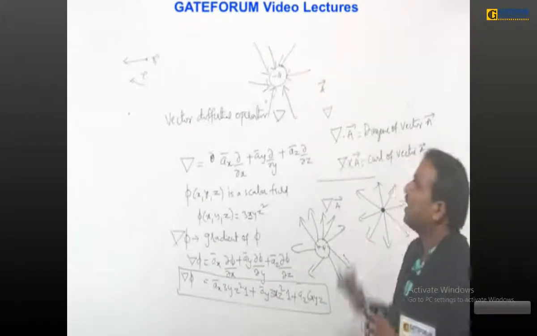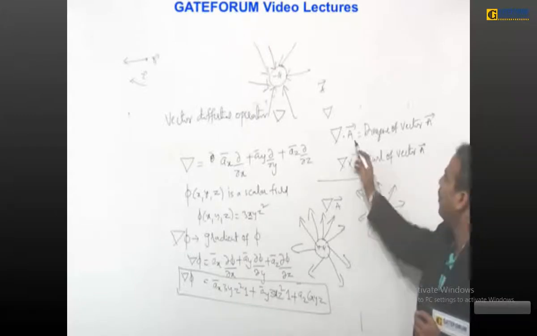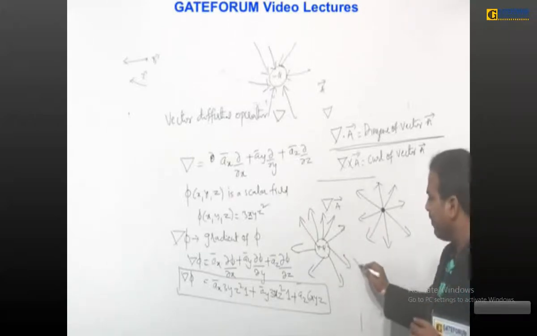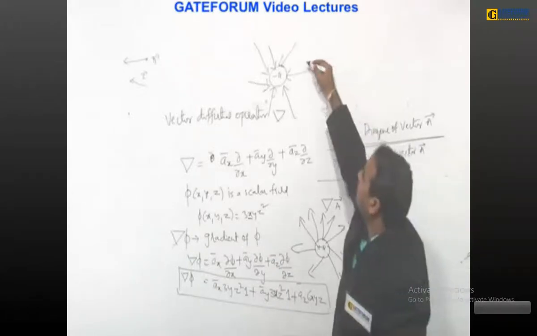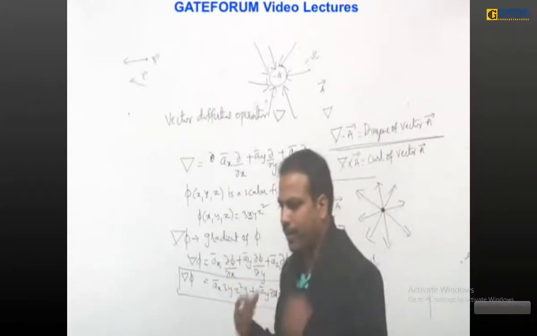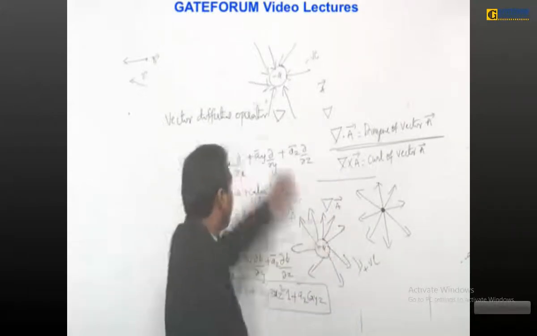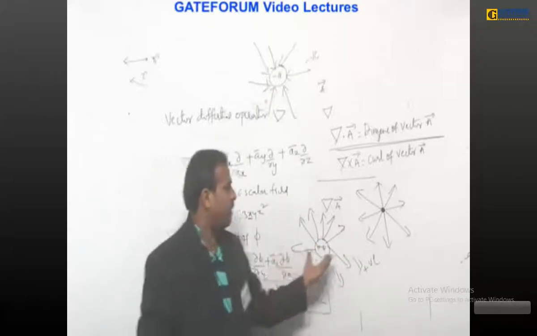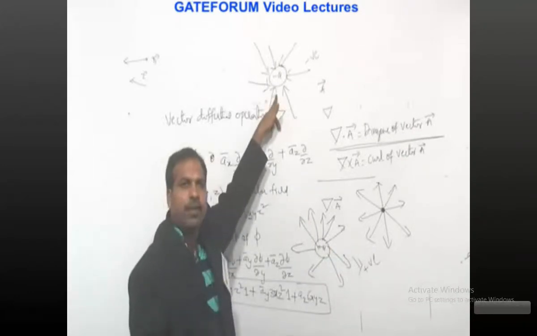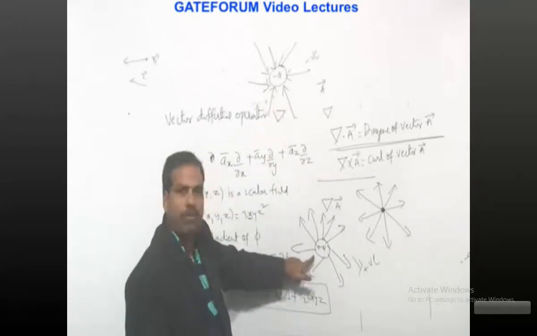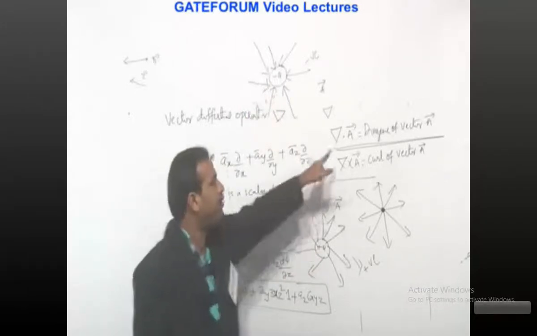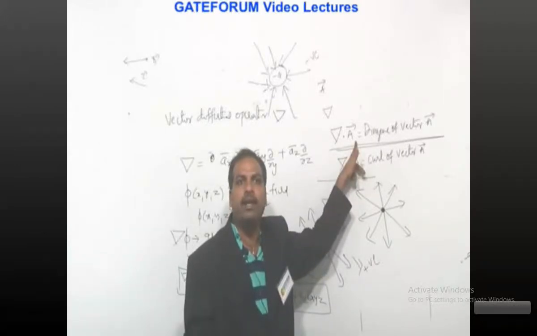Both of these can be indicated by using a quantity called the divergence of a vector. For diverging, the divergence becomes positive; for converging, the divergence becomes negative. In both cases, with respect to the electric field, here the electric field is diverging in different directions from a positive charge, and here it is converging at a negative charge from different directions. This indicates the outward flow nature of the electric field and the converging nature of the electric field. Both can be explained by using the divergence of a vector.